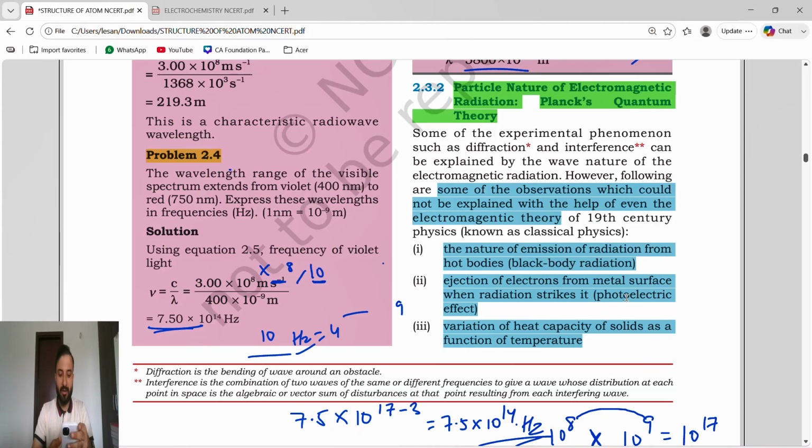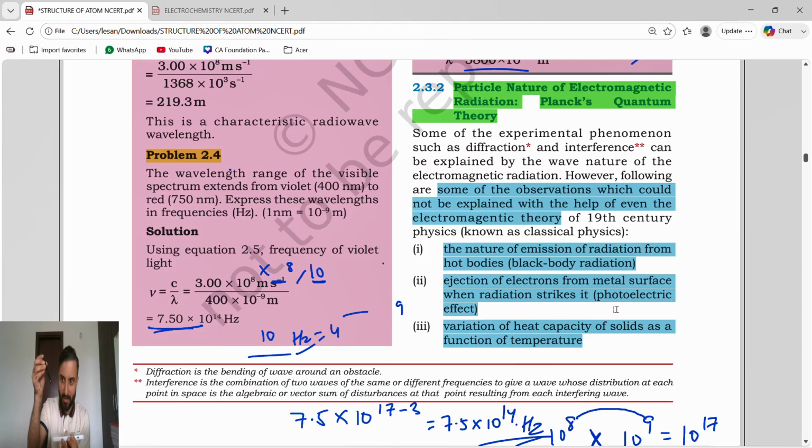Photoelectric effect means what will happen? Now guys, see, I will take a metal plate. Upon that metal plate, I will hit a ray of light. I will release the ray of light on the metal plate. So that's called photo. Photo means light.